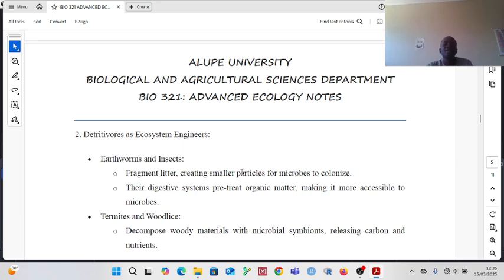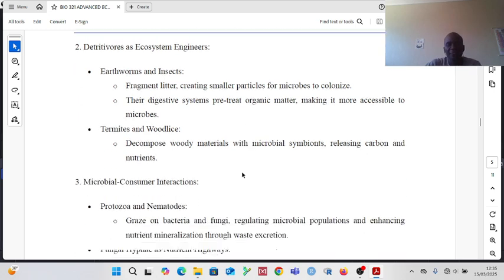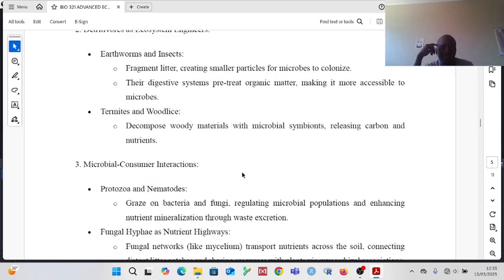Okay. Among the detritivores as well, we have things like termites, which help to decompose woody materials. So as they decompose these woody materials, they release carbon and other nutrients. That's why you see timber that termites will eat. So you have now chemicals which you are told to spray on the timber so that the termites don't eat.